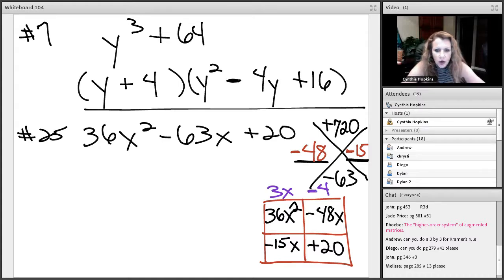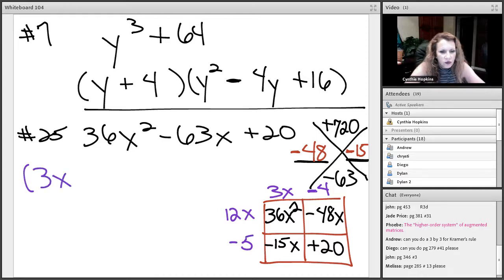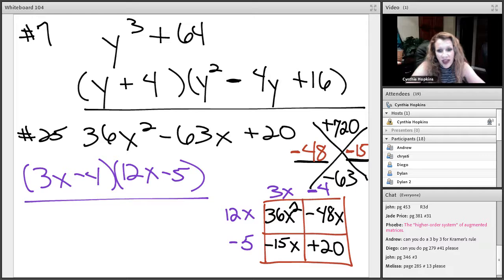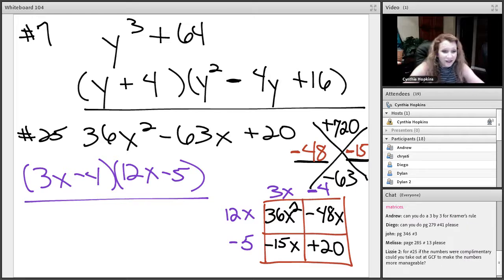Okay, top row, I'm going to look for what's in common. There is a 12 and an x. And the 36x squared is positive, so that's positive. And then in the bottom row, I'm going right to left, there's a 5 in common, but because that 15x is negative, I'm going to put minus 5. Okay, so here's my answer. 3x minus 4 times 12x minus 5. If you've never seen those boxes before, you're probably going, hey, that's pretty nice. I agree, I really like them.